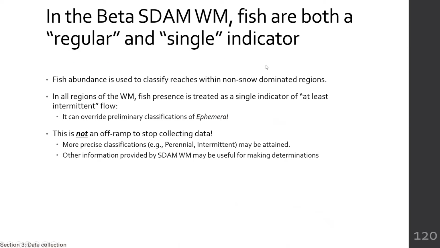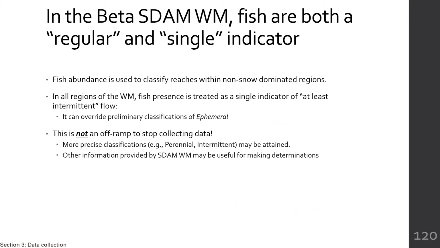In the beta SDAM for the Western Mountains, fish are both a regular indicator and a single indicator. A single indicator can change a classification of ephemeral to one of, quote, at least intermittent. Within non-snow dominated regions, abundance alone is used as an indicator, but across both regions, it's a single indicator.